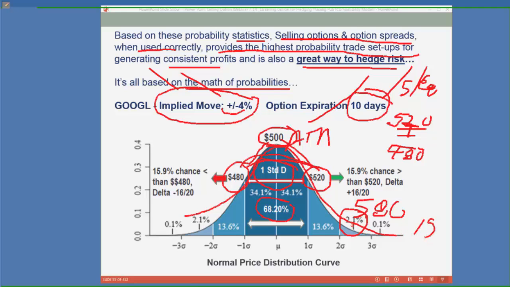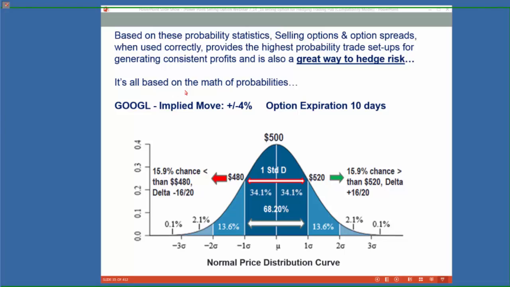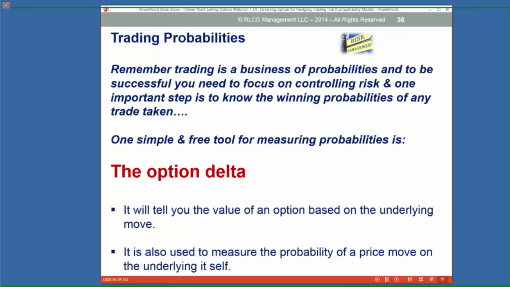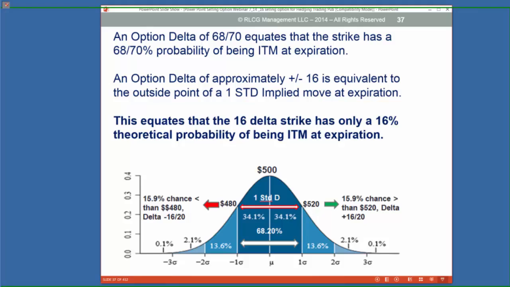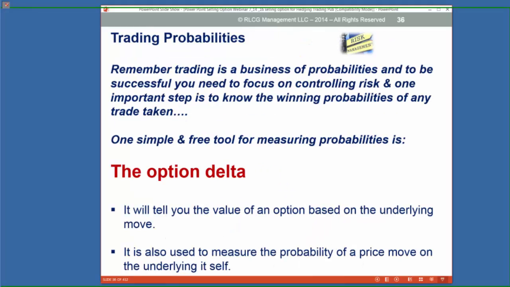So this is where you should always start your trades out. When you're trading options, always first know what the expected move up or down is, and then use that as part of your price target analysis. And we'll go through that a little bit more. Now, again, trading is a business of probabilities. To be successful, you really need to be focused on controlling your risk. One important step is to know the winning probabilities of any trade you're taking. And that's where that expected move comes in handy.